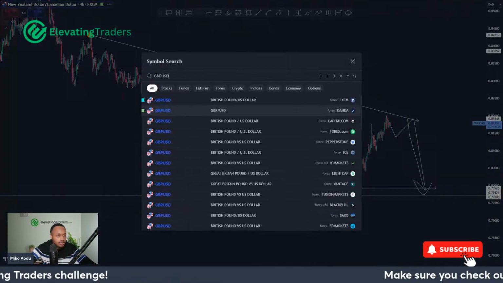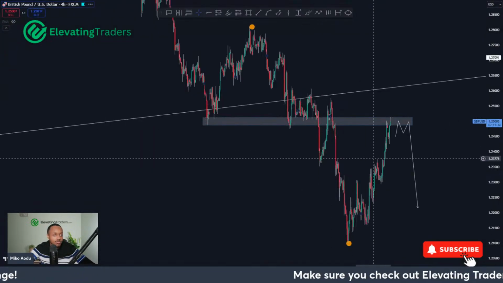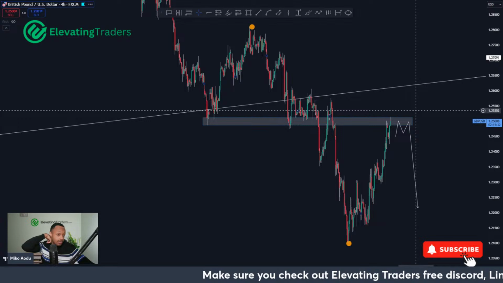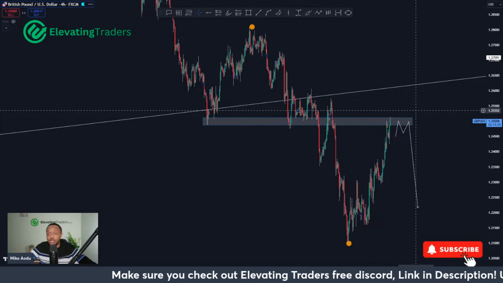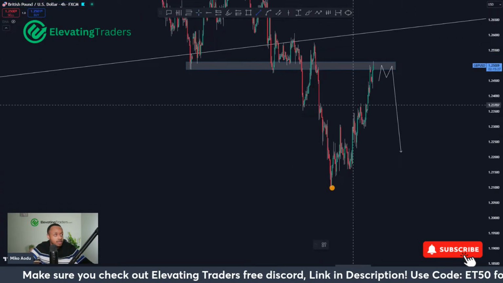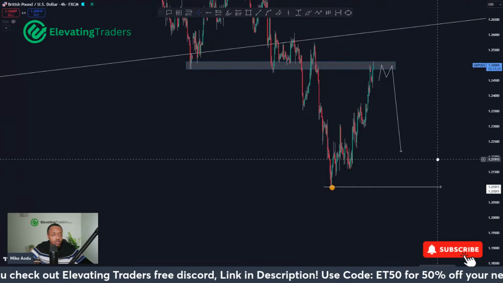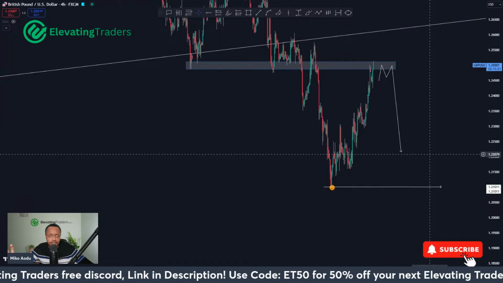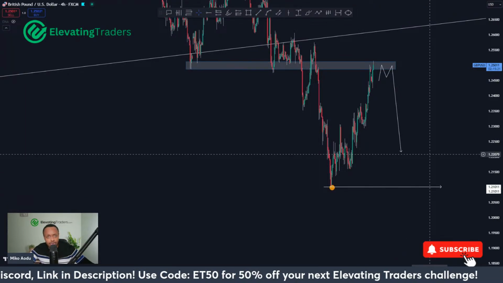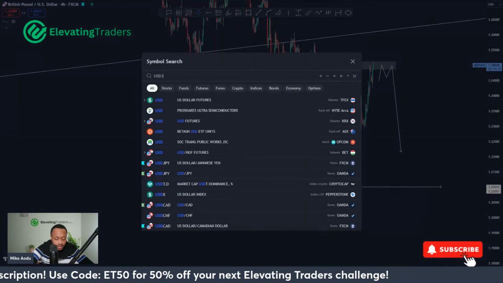Pound USD is on the watch list as well. Looking for some sales from 1.25 back down to the low at 1.21, should we see the continuation. So all the way back down to this low here as well. So New Zealand CAD shorts, Pound USD shorts. I'm also looking at dollar yen longs.